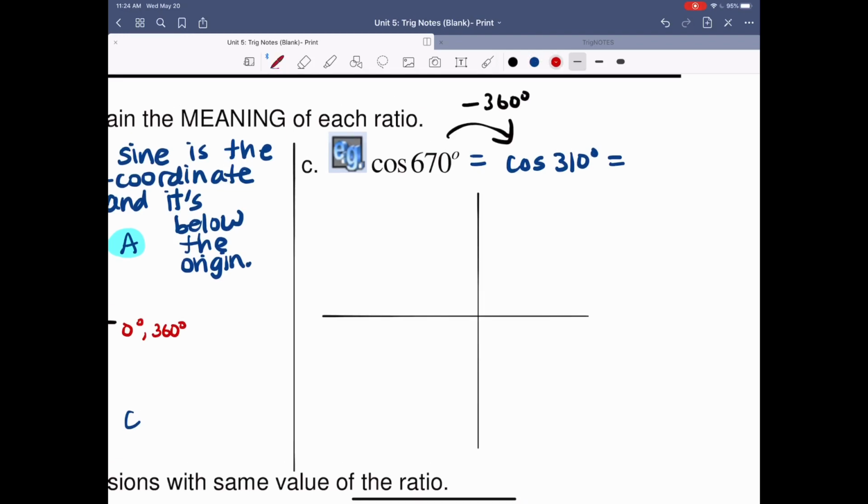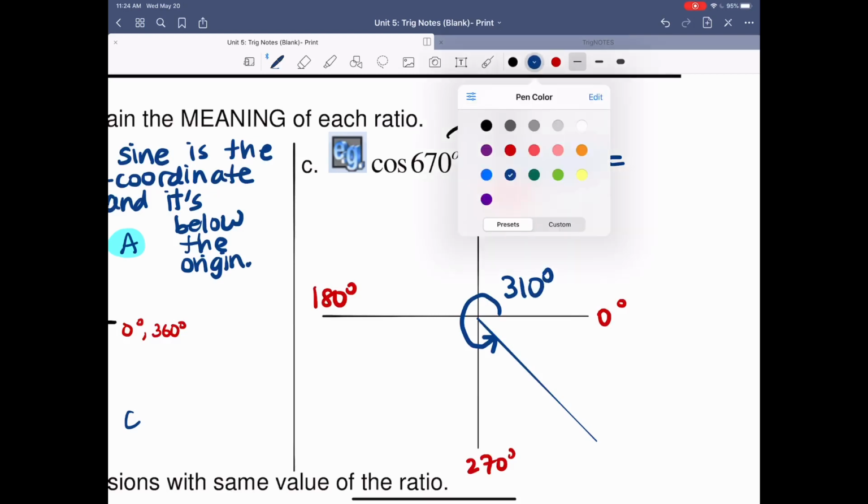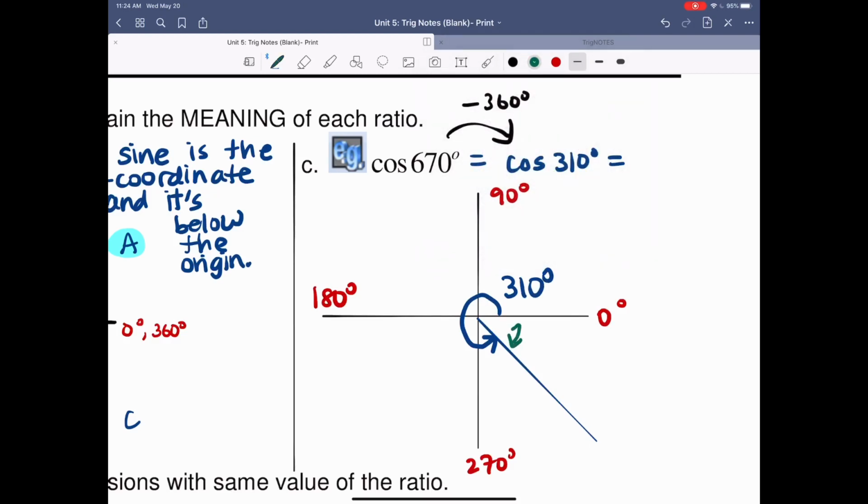So, my 310 degrees, this is how I'm going to draw it out. From here to here is 310 degrees. Again, extra info that I don't need right now is that this part is 50 degrees.